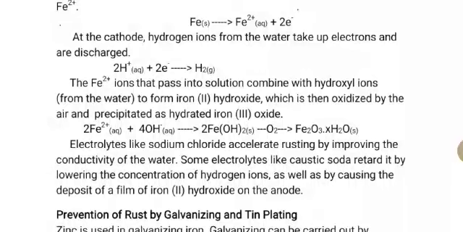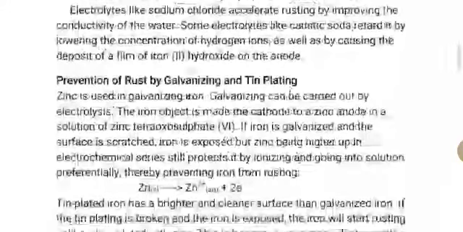Electrolytes like sodium chloride accelerate rusting by improving the conductivity of the water. Some electrolytes like caustic soda retard it by lowering the concentration of hydrogen ions, as well as by causing the deposit of a film of iron 2 hydroxide on the anode.